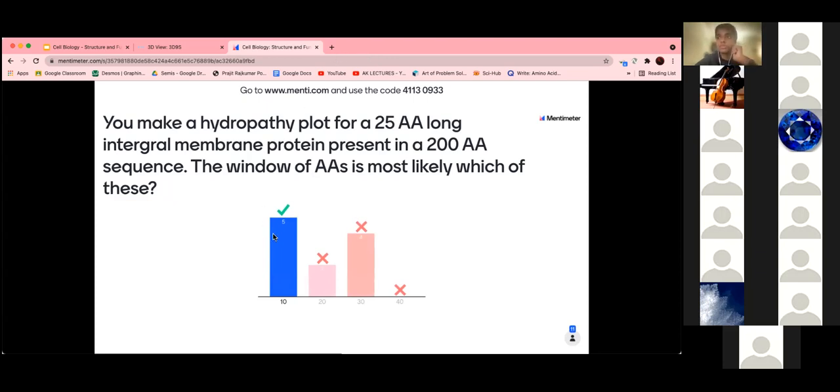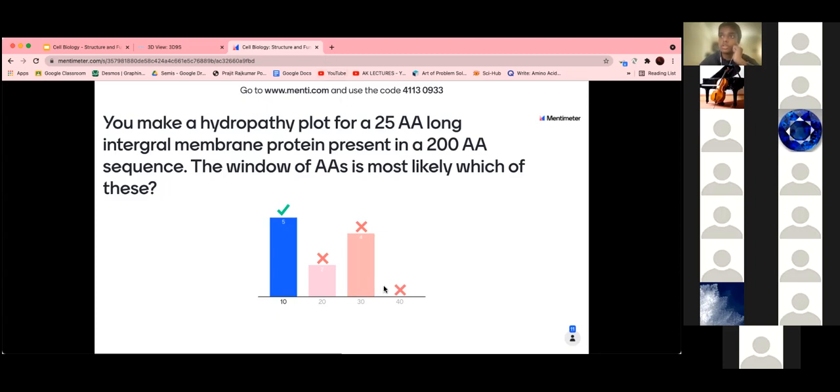All right, once again, the majority of people did not get this correct. So I'll go over this. With the hydropathy plot, you want to choose a window of amino acids that is significantly shorter than the length of your protein sequence. That's because if you choose a window that is too long, then your protein sequence will likely get lost when you average out the values.